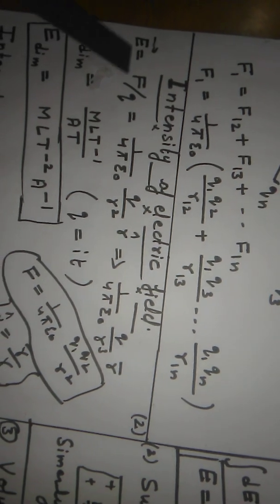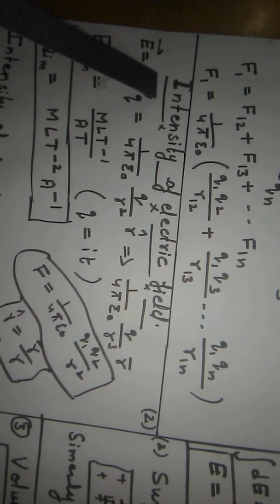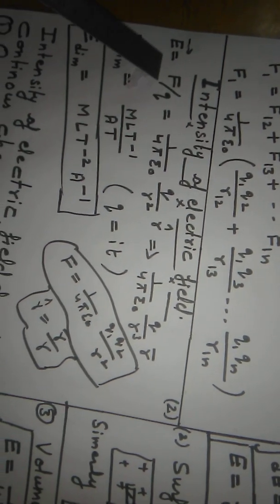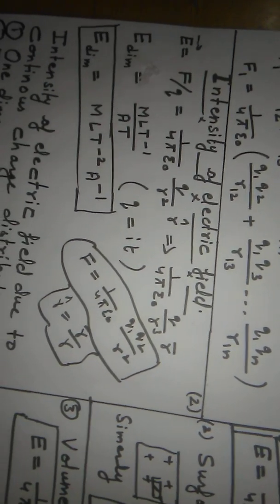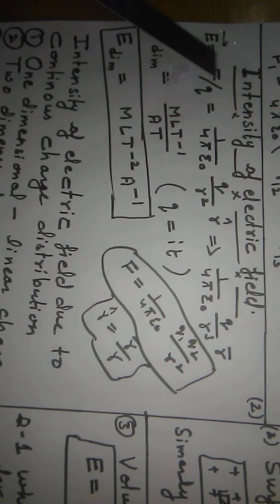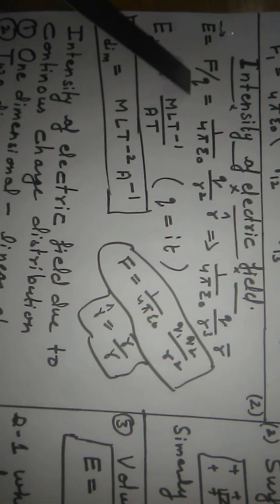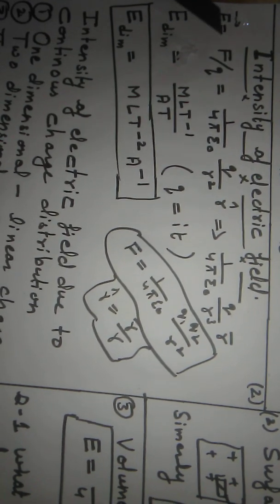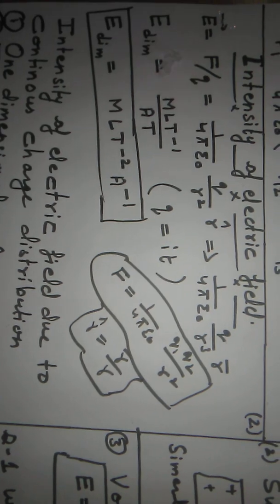Now moving further, let us revise a few things which we have already done. The intensity of electric field: when a charge is put inside the electric field, it experiences a force, and the intensity of the electric field is given by F upon Q.